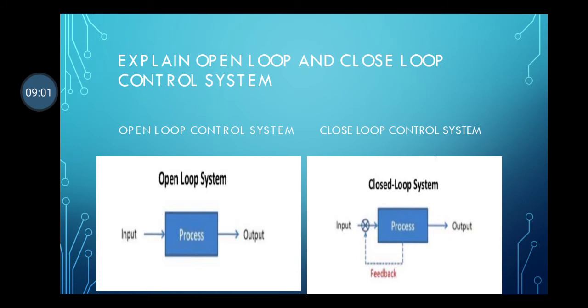Next one, explain open loop and closed loop control system. Here the open loop control system and the closed loop control system. The open loop has no feedback, but the closed loop system is a feedback system. Here is the difference.